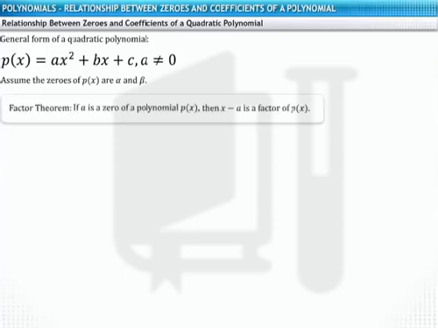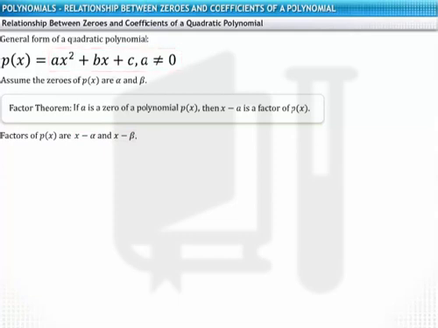Here we will apply the factor theorem to determine the factors of p of x. Recall that the factor theorem states that if a is a zero of a polynomial p of x, then x minus a is a factor of p of x. In case of a quadratic polynomial, if alpha and beta are zeros of the polynomial p of x, then the factors of p of x are x minus alpha and x minus beta.